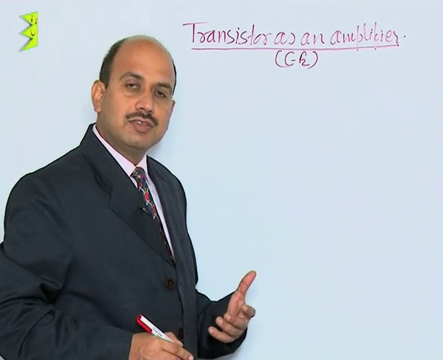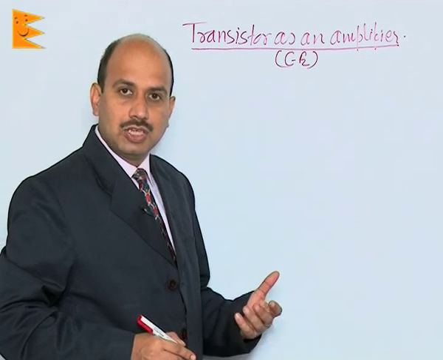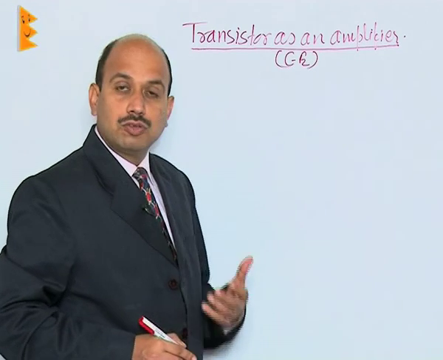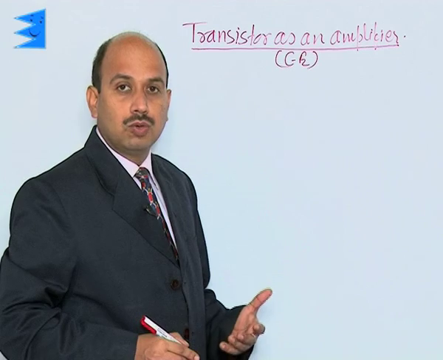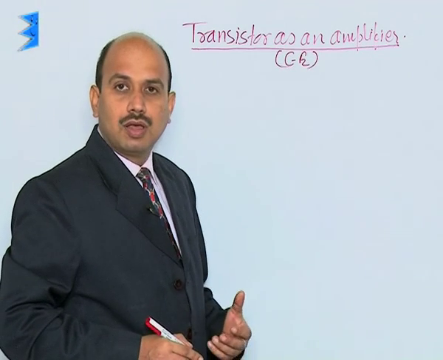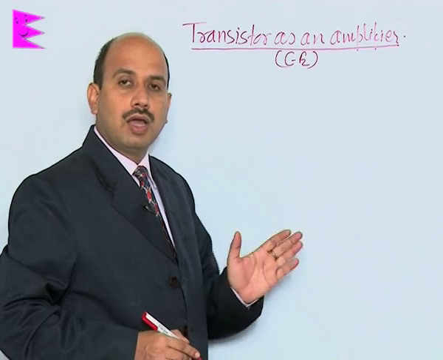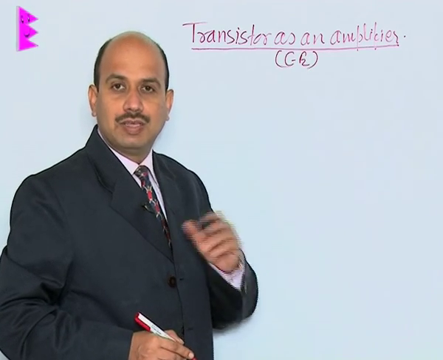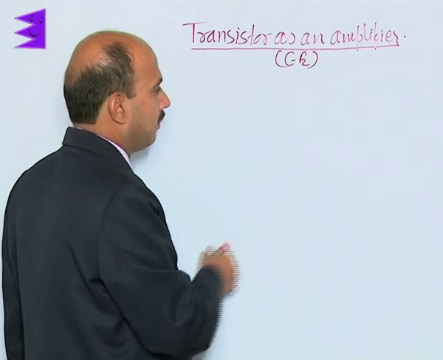Basically, whenever the transistor is used as an amplifier, it is used in the active region, and in the active region the slope of the output voltage to the input voltage is negative, as we saw in the previous graph. Because of this negative sign, the input and output are out of phase. So let us understand the working of the transistor as an amplifier.